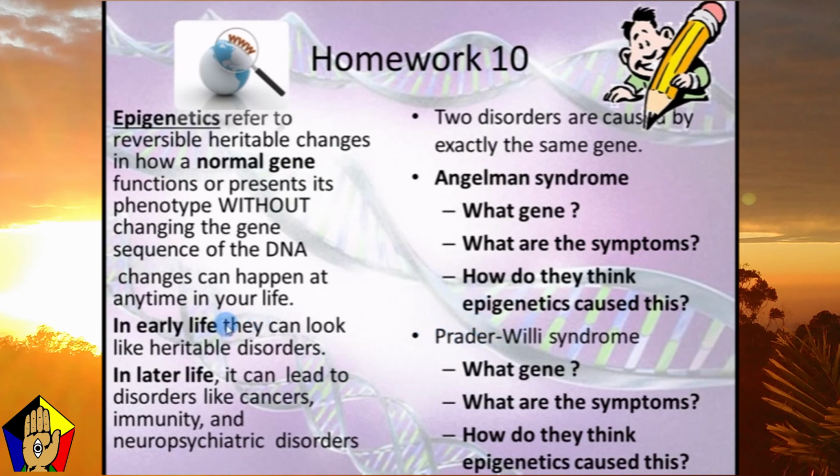So these epigenetic effects are interesting because they can look like heritable disorders, like something that is passed down family generation to generation. But they can also change the way things work later in life, like cancers. It can affect your immunity. It can affect things like schizophrenia later in life, mood disorders, depression. So next week we're going to start talking about cancers, and we'll come back and talk a little bit more about epigenetics. But for now, I just want you to look these two up.